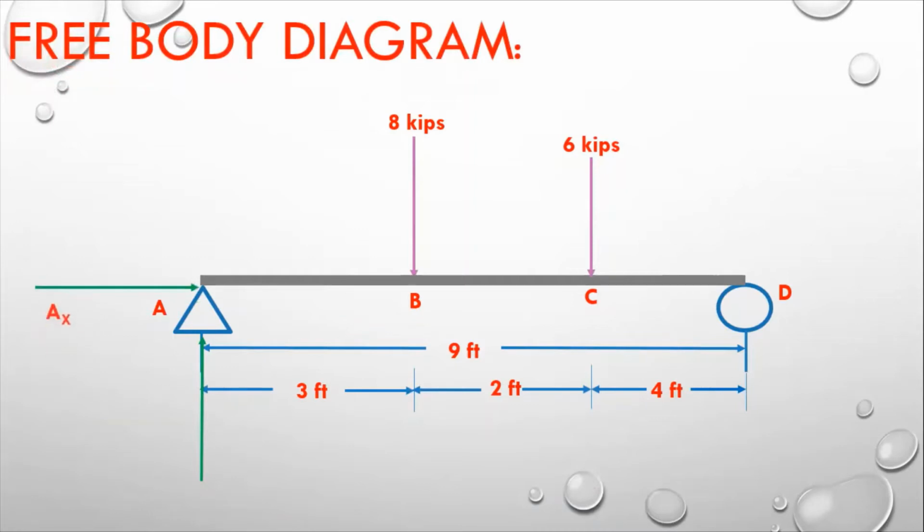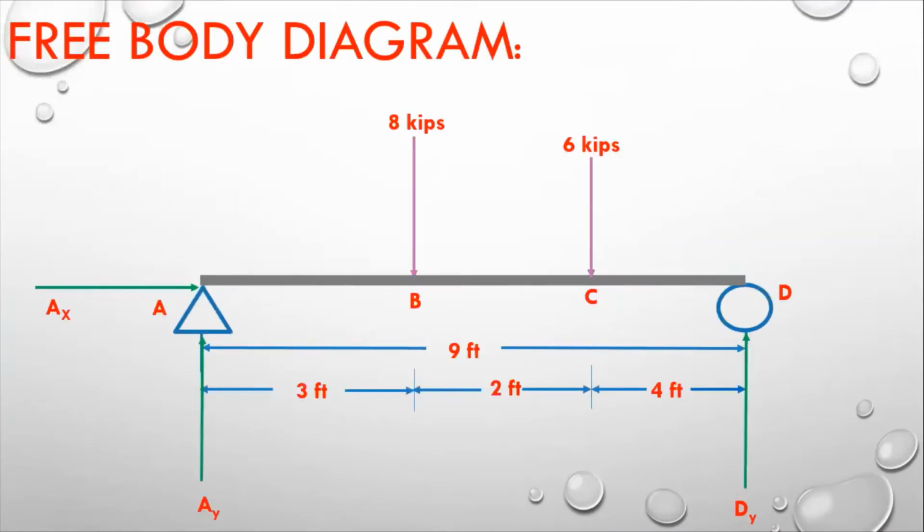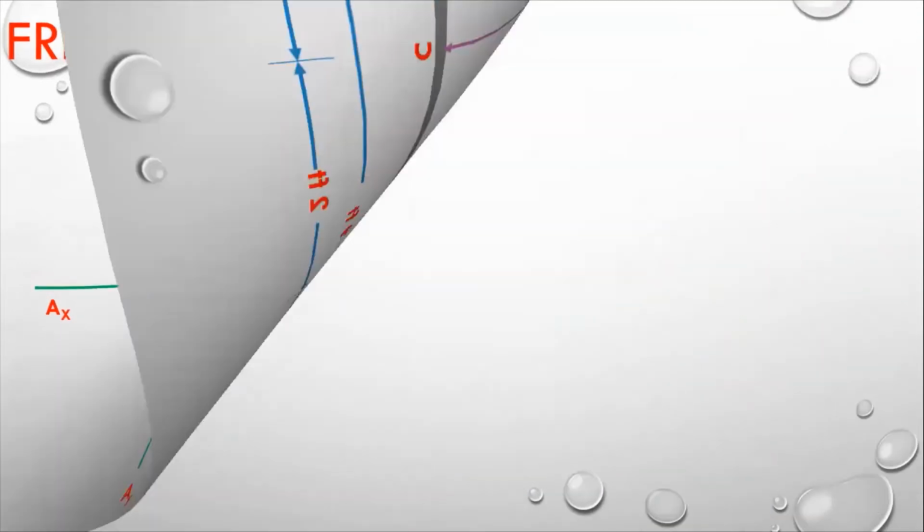So AX, AY, DY, because you have the point D, and you have the 2 point loads. So there are 4 points over here: A, B, C and D. So how many regions will you get? You will get 3 regions over here. So I am moving towards the next slide, and we are going to find out the support reactions.